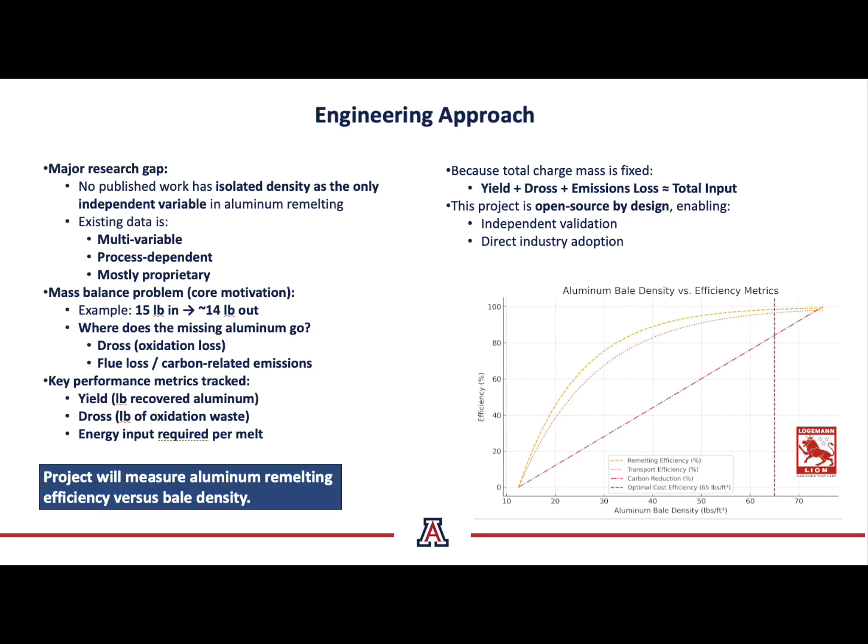This led us to our main hypothesis, that improving bale density will reduce these losses by minimizing oxidation and improving heat transfer during remelting. To evaluate this, we're tracking key performance metrics like yield, dross formation, and the energy required per melt. Since the total mass going into the system is fixed, any improvement in yield directly reflects a reduction in losses, which is what we're trying to optimize. Ultimately, our goal is to establish a clear relationship between bale density and remelting efficiency and provide data that can be validated and potentially applied in industry.